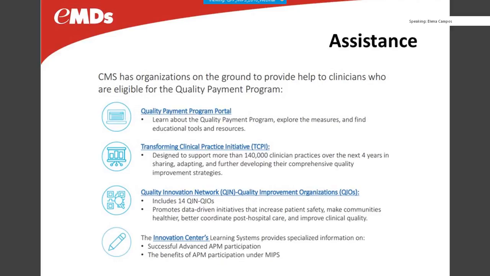CMS has quite a bit of assistance available, including through quality innovation networks or quality improvement organizations, QIOs. And eMDs does have direct contact with several QIOs and QINs to provide assistance through them to customers. There is quite a bit of funding now under the MACRA bill to provide assistance to clinicians. So CMS is ramping up all of these different ways to help everyone understand these quite complicated requirements and to help make sure that there's good education around what types of APMs there are and what the options are.